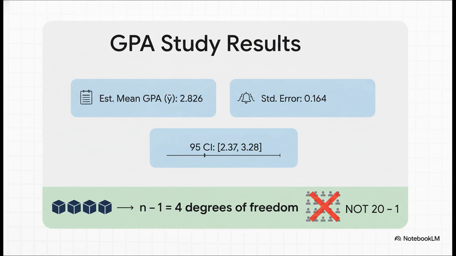Now pay close attention here, because this is a detail that trips up a ton of people. When we build our confidence interval, what are our degrees of freedom? It's not 19 from the 20 students we talked to. Nope. It's based on the 5 suites we sampled. So we use 5 minus 1, which is 4 degrees of freedom. This is a huge reminder that in cluster sampling, your real statistical power comes from the number of clusters you sample, not the total number of people.